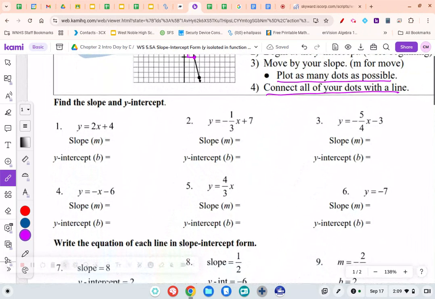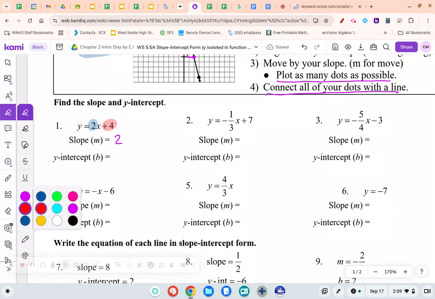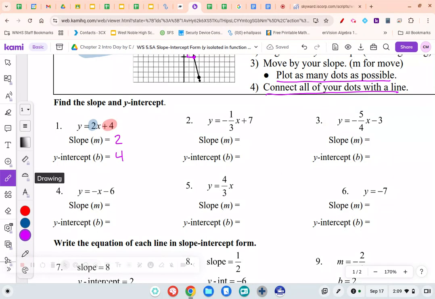Let's go ahead and do some examples. These first 6 problems, all you have to do is identify your slope and your y-intercept. So remember, your slope is always in front of your x. So our slope here is 2. Our y-intercept is the number added or subtracted after, so this is 4. We continue on. Our slope for this problem is in front of the x. It is -1/3. And our y-intercept is 7 added behind.